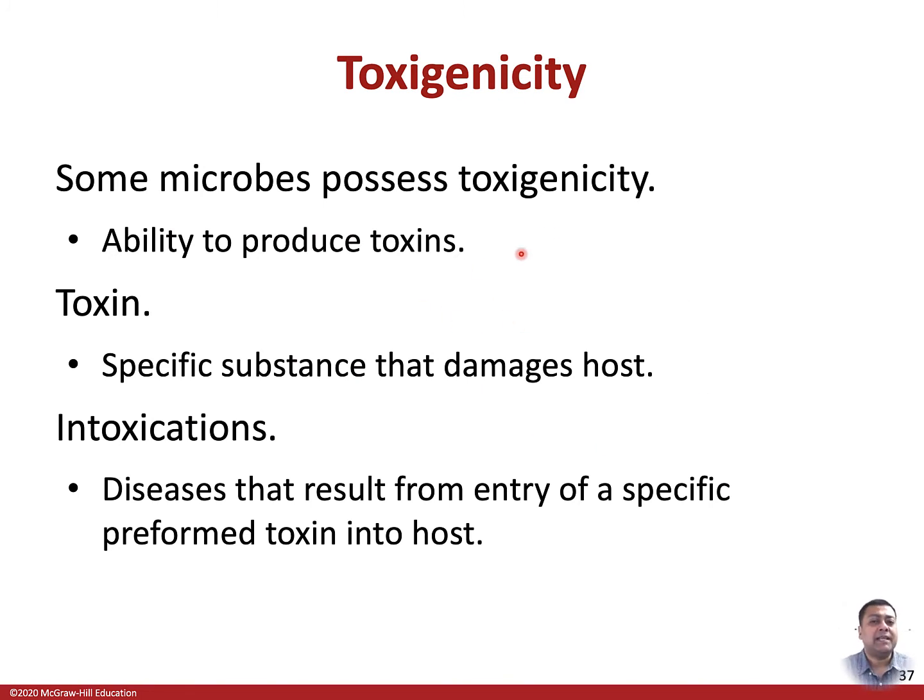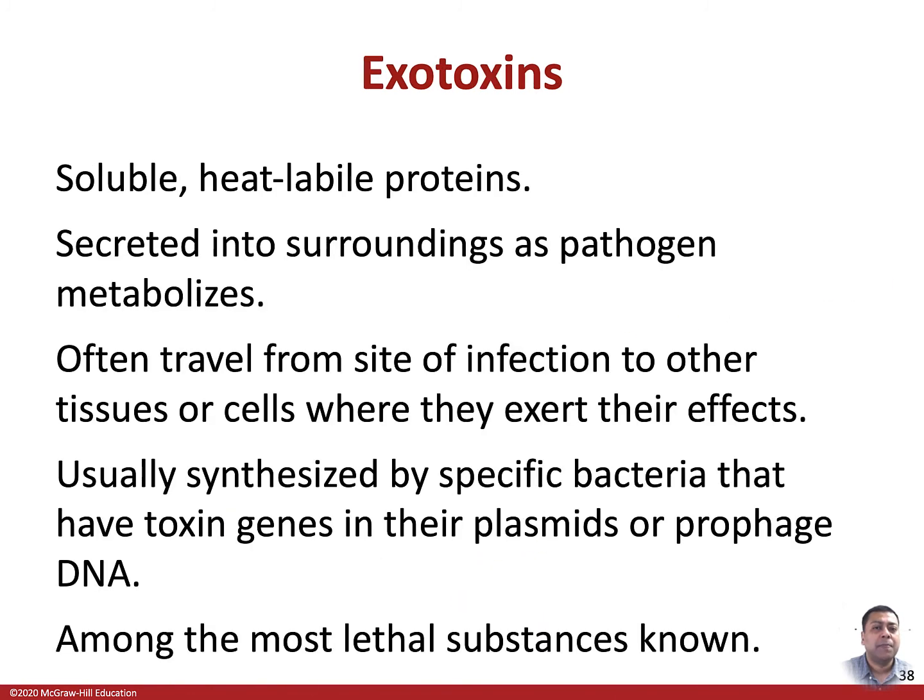So here we are looking at toxigenicity. Some microbes possess this toxigenicity, or ability to produce these toxins. And these toxins are specific substances that can damage the host. And intoxication is a disease that results from an entry of a specific preformed toxin into the host. So these are some of the definitions. So first, we are looking at the exotoxins, and then we are going to talk about the endotoxins as well. They are both very different. And let's take a look first at what the different exotoxins are.